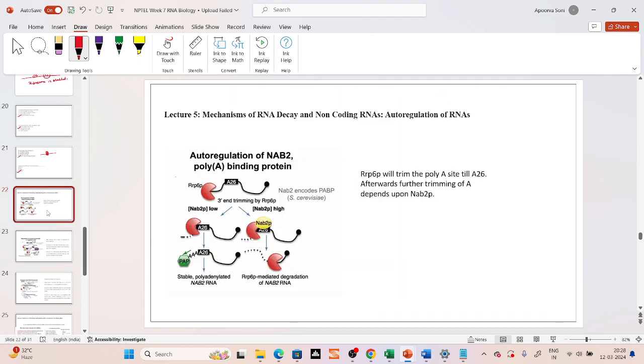So what is written over here? This is a particular mRNA which has RRP6. This RRP6 is nothing but a protein of the exosome. So you just consider this RRP6 as the exosome. Now this RRP6 cleaves the 3' poly A tail, that we know. Now, this 3' poly A tail, which is cleaved by RRP6, is dependent on the concentration of a protein, NAB2, which encodes poly A binding protein. Just a minute.